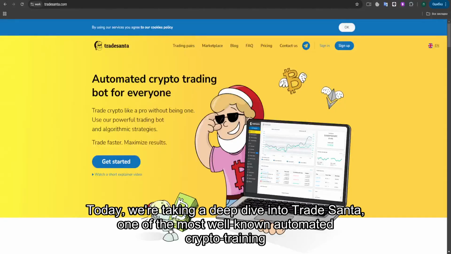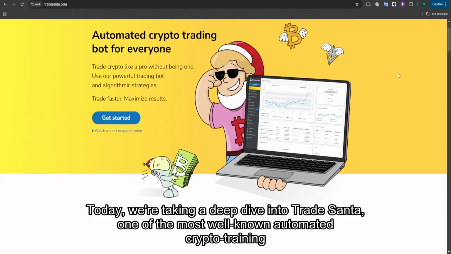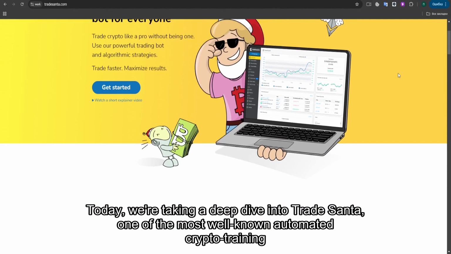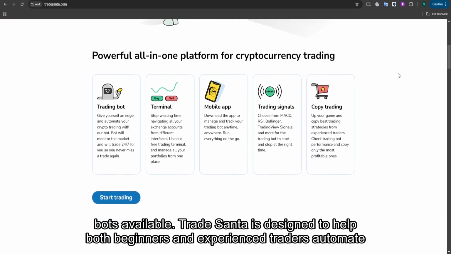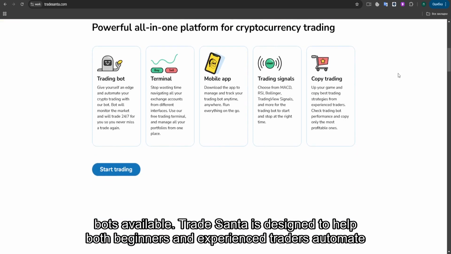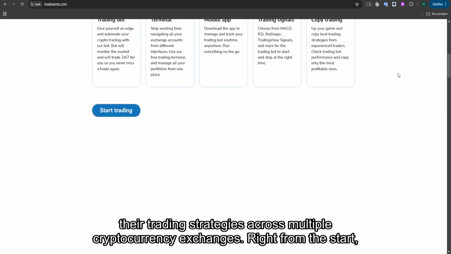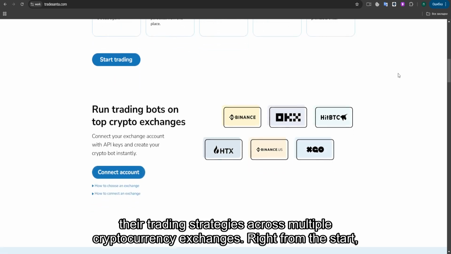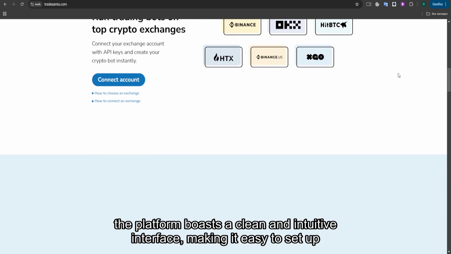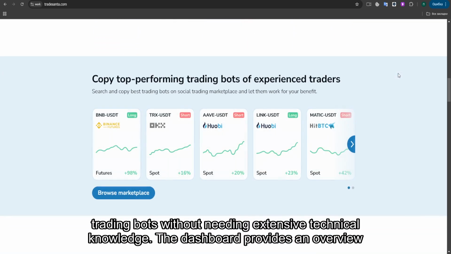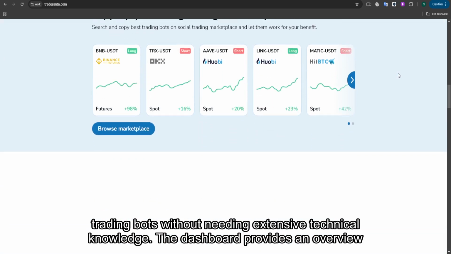Today, we're taking a deep dive into TradeSanta, one of the most well-known automated crypto trading bots available. TradeSanta is designed to help both beginners and experienced traders automate their trading strategies across multiple cryptocurrency exchanges. Right from the start, the platform boasts a clean and intuitive interface, making it easy to set up trading bots without needing extensive technical knowledge.